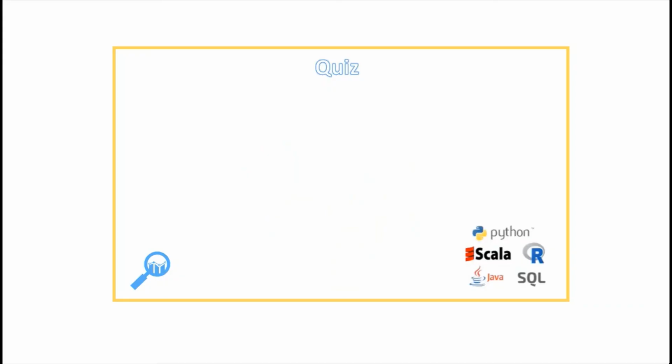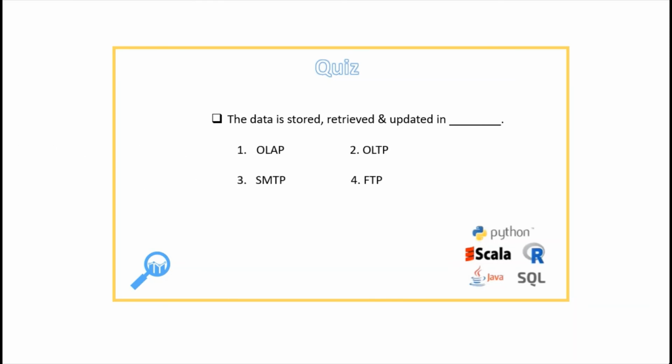So today's quiz question is: the data is stored, retrieved and updated in which type of processing? Number 1, online analytical processing. Number 2, online transactional processing. Number 3, simple mail transfer protocol. Or number 4, file transfer protocol.